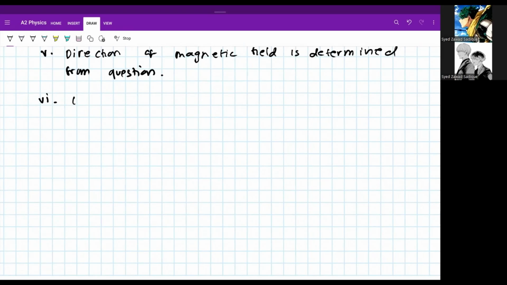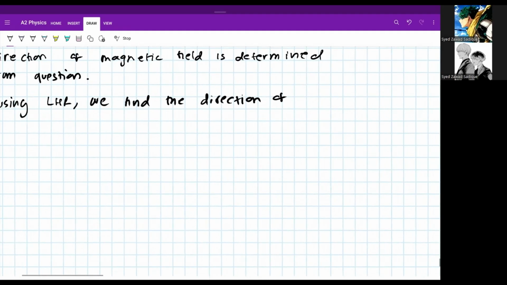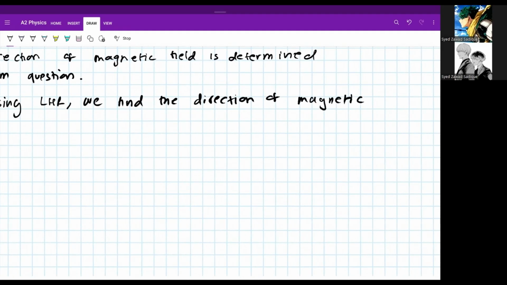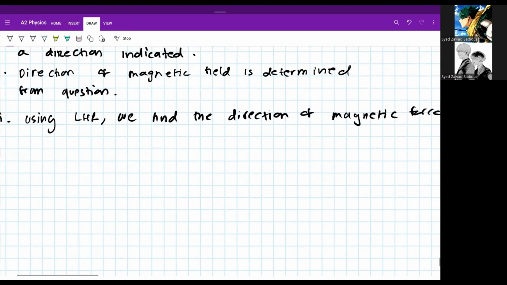Now, using the left-hand rule, we find the direction of magnetic force.